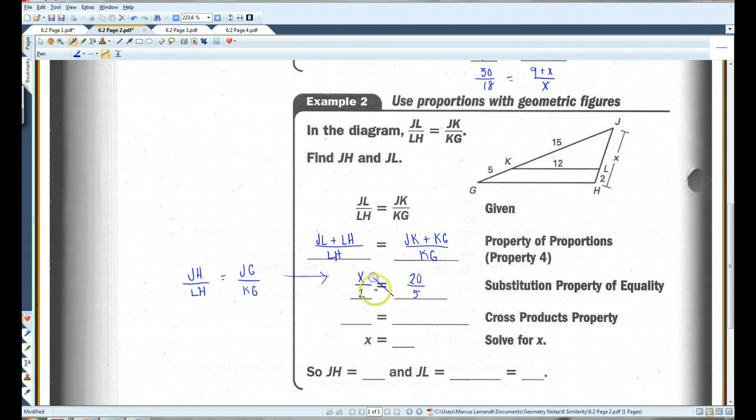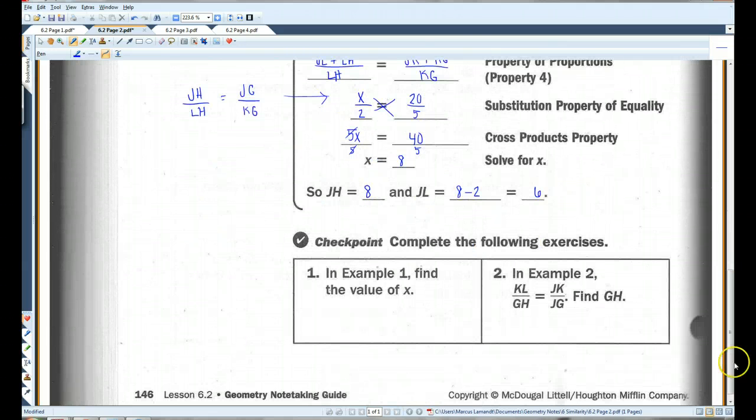So from here, I'm going to cross multiply. I got 5x equals 40. If I divide both sides by 5, x equals 8. So, JH equals 8. JL equals 8 minus 2, which is 6, because if this whole thing is 8 and this piece is 2, then this piece has to be 6 to make the whole thing 8. Alright, I'll let you do the checkpoint. Let's go on to page 3.